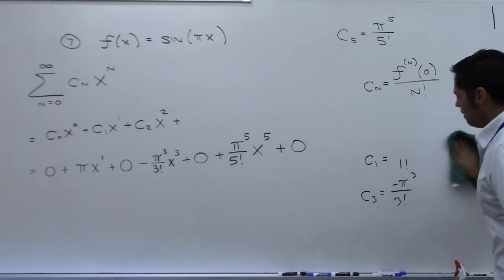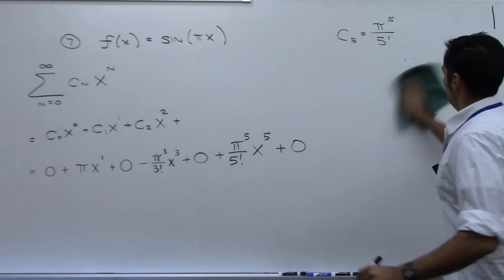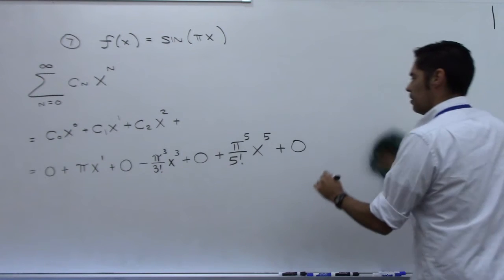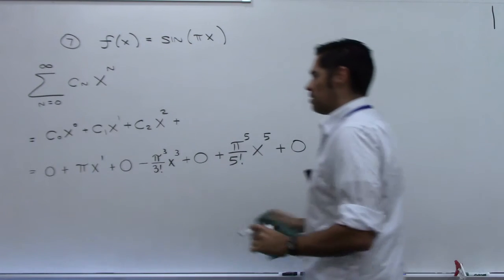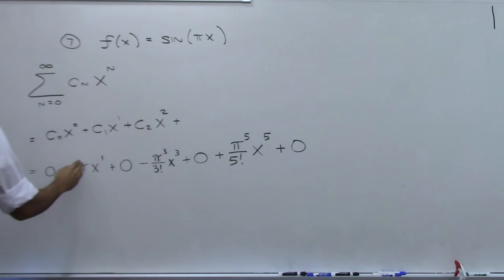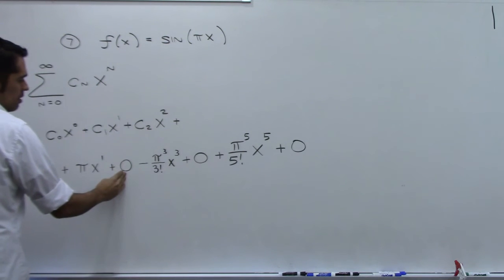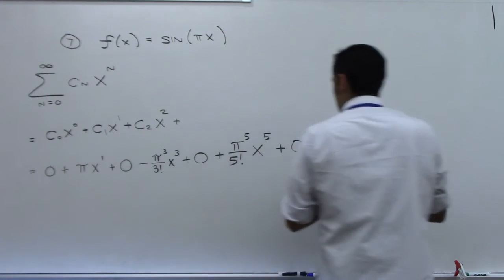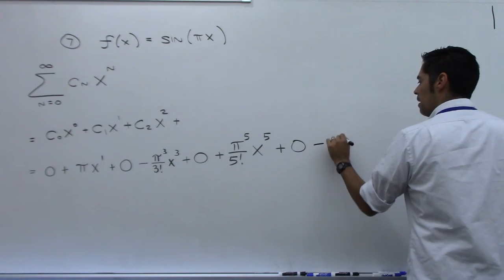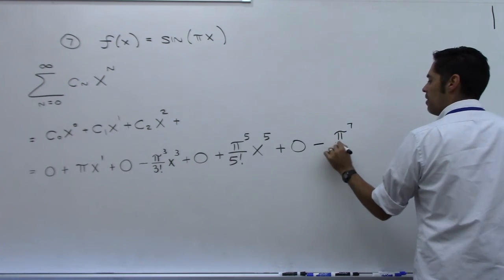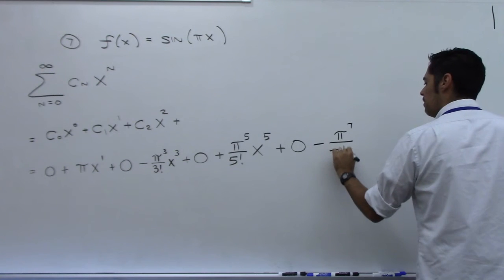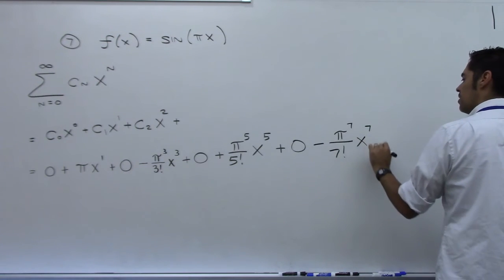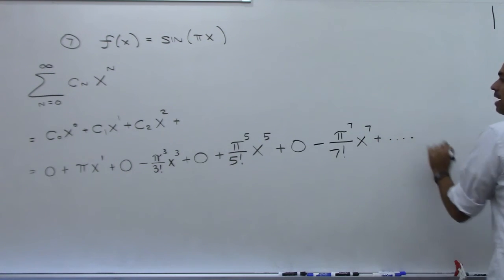And then we're at the 7th one. So we should have, it's going to alternate. We're going 0 and then positive, 0, negative, 0, positive, 0, negative. So I should have negative pi to the 7th over 7 factorial x to the 7th plus dot dot dot. And that keeps going.